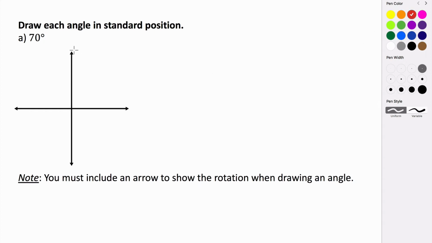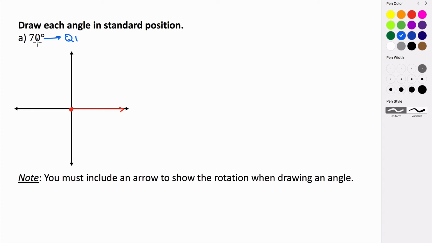So let's take a look at this example. We want to draw 70 degrees in standard position. So first, we need to put our vertex at the origin, just like is always the case with any angle in standard position. And also, the initial side is going to be at the positive x-axis. So where is our terminal side going to lie? Well, it's 70 degrees, so this tells us it's in the first quadrant. It's in quadrant 1 because it's less than 90.